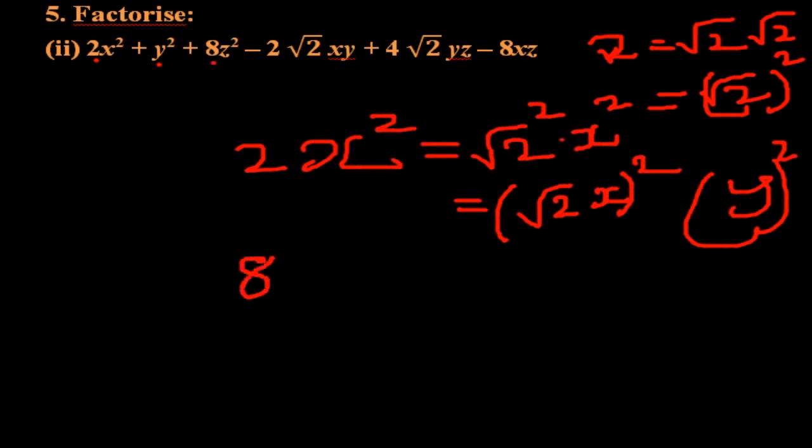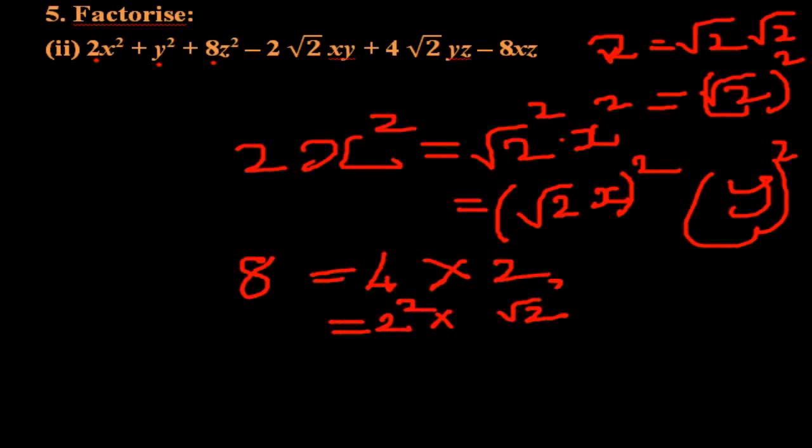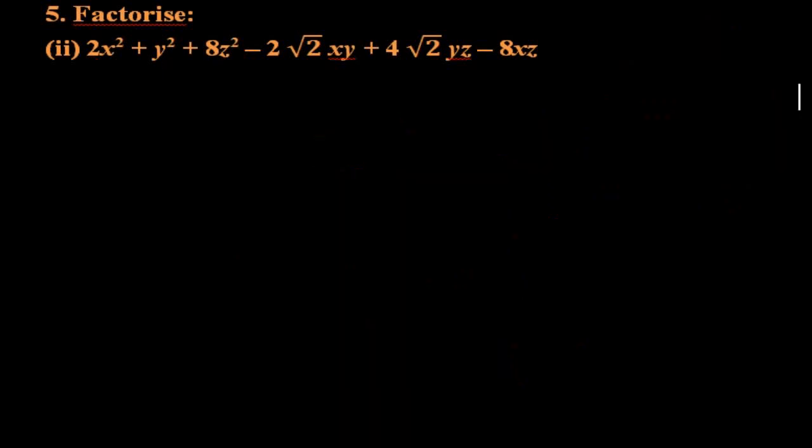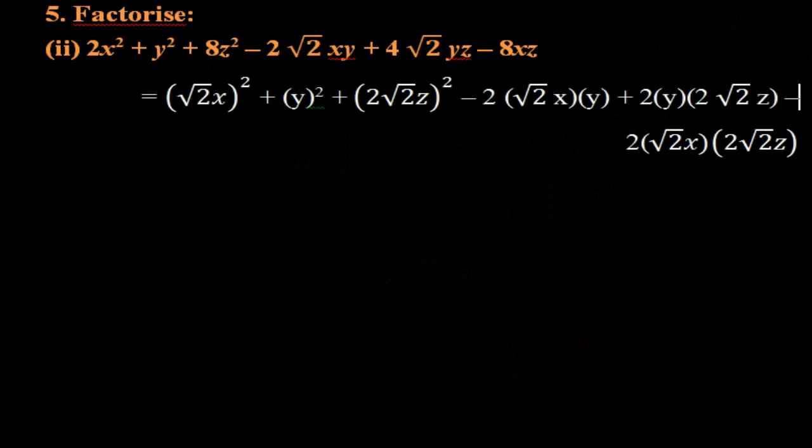So we know that 8 can be written as 4 into 2. 4 can be written as 2 square and 2 can be written as root 2 whole square. So now this 8 can be rewritten as 2 root 2 whole square. So 8z square can be written as 2 root 2 z whole square. So the next step will be, this can be written as root 2x whole square.